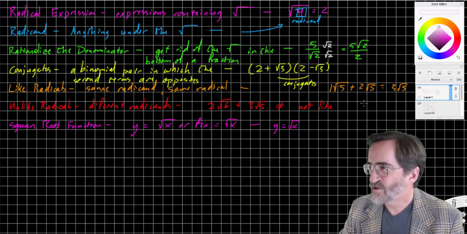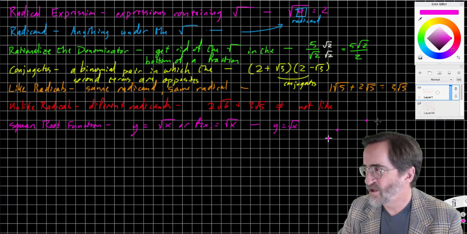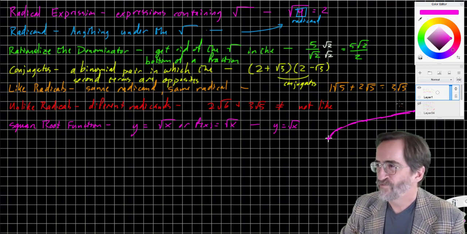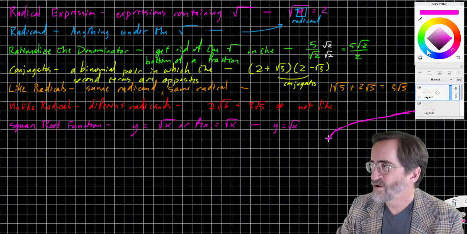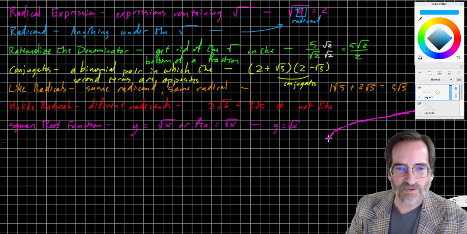The square root of 0 is 0. Square root of 1 is 1. The square root of 4 is 2. And the square root of 9 is 3. And so the graph looks like this. It's half of a parabola on its side. Square root function.